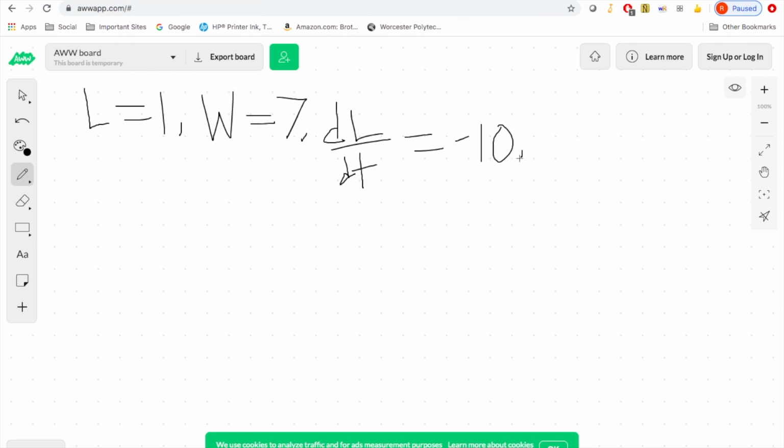And let's say that the width is going to be increasing. And how would we write that? dw dt, because it's the rate of change of the width with respect to time. And let's say that that's actually increasing by 5. I'm not going to attach any units to this problem yet, but that's the information that we need. And let's say that the question is, what is the rate of change of the area?